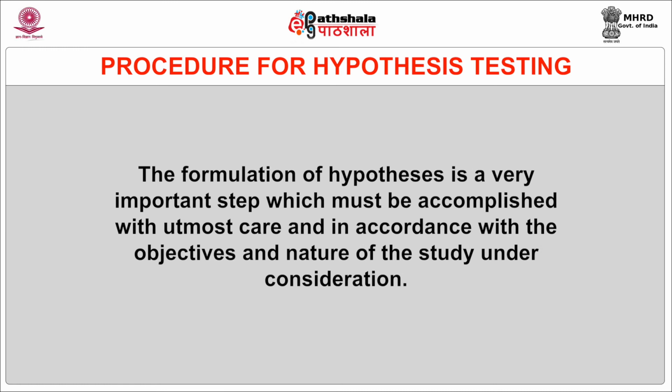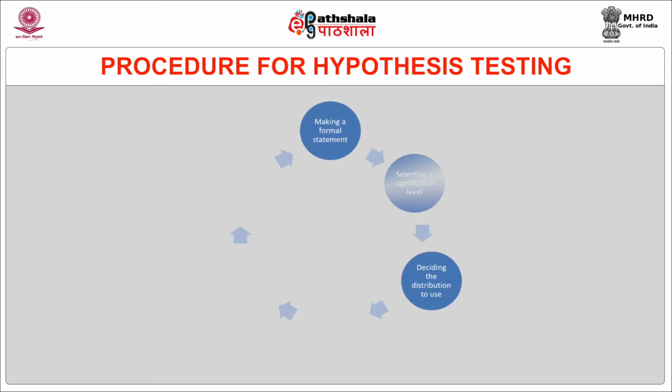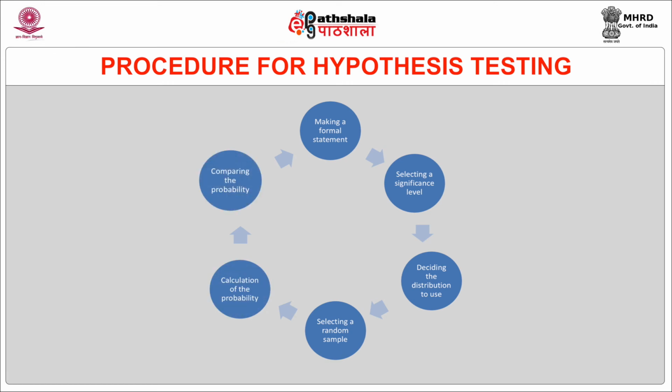The formulation of hypothesis is a very important step which must be accomplished with utmost care and in accordance with the objectives and nature of the study under consideration. It also indicates whether the researcher should use a one-tailed test or a two-tailed test. If an alternate hypothesis is of the type greater than or the type lesser than, a one-tailed test must be used. But when an alternate hypothesis is of the type whether greater or smaller, then we use a two-tailed test.